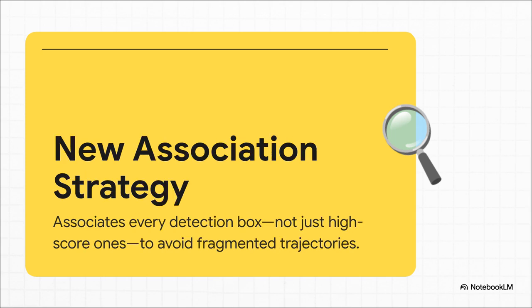And finally, they completely changed the tracking strategy. See, older models, if they weren't sure about someone because they were blocked from view, they'd just ignore them. But CSMOT says, nope, let's try to track everything, even the low-confidence sightings. And this one change dramatically reduced the number of times a person's track got broken.